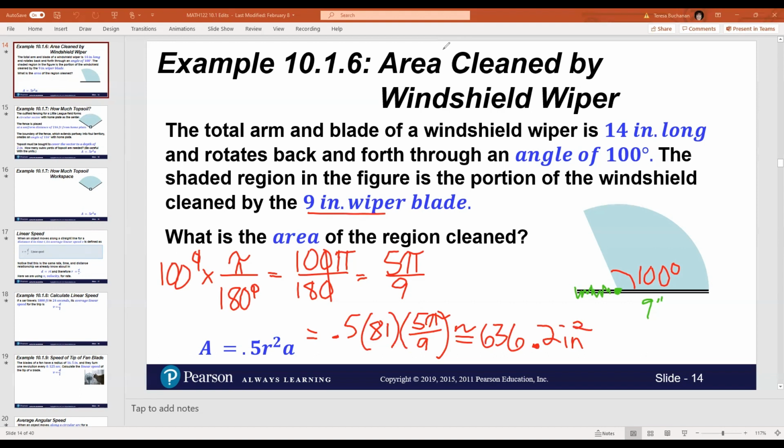If you wanted the exact form, just to show it to you, it would be 202.5 pi over 9, very lumpy looking. 202.5 times pi. Something's not great.